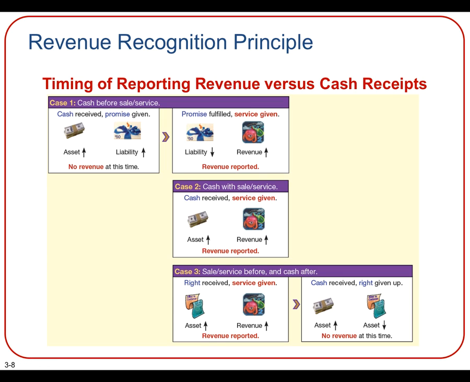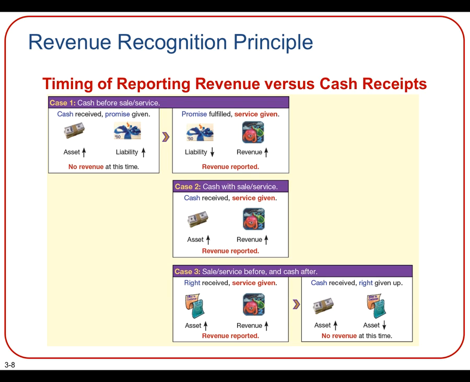Let's look at case number 3. So case number 3, service or sales before and cash after. What does this mean? It means a customer comes into your store and gives you a credit card and buys $50 worth of goods from you. So you get credit card payment, but you don't actually get cash, right? You get cash from the credit card company 30 days later. The customer signs their name on the receipt, which means they give your company a right to receive $50 from the credit card company.